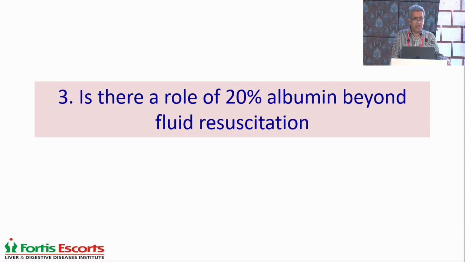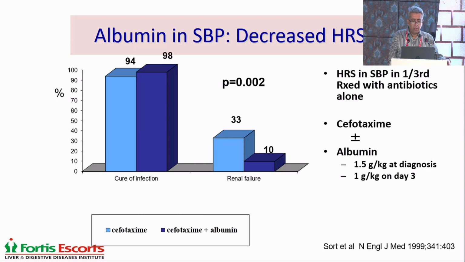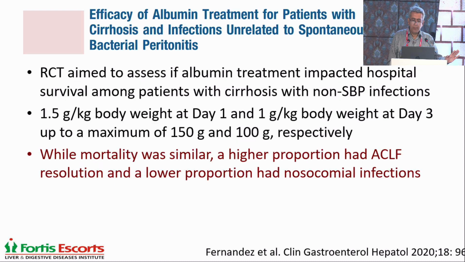So if we have done a resuscitation, is there a role of 20% albumin beyond resuscitation as well? Definitely the role of albumin has been documented in patients with SBP. It decreases the incidence of HRS. Now, this was the RCT on the efficacy of albumin treatment for patients with cirrhosis and infections other than SBP. It aimed to assess if albumin improved survival in patients who had infections other than SBP. They used 1.5 gram per kilogram on day 1 and 1 gram per kilogram on day 3.